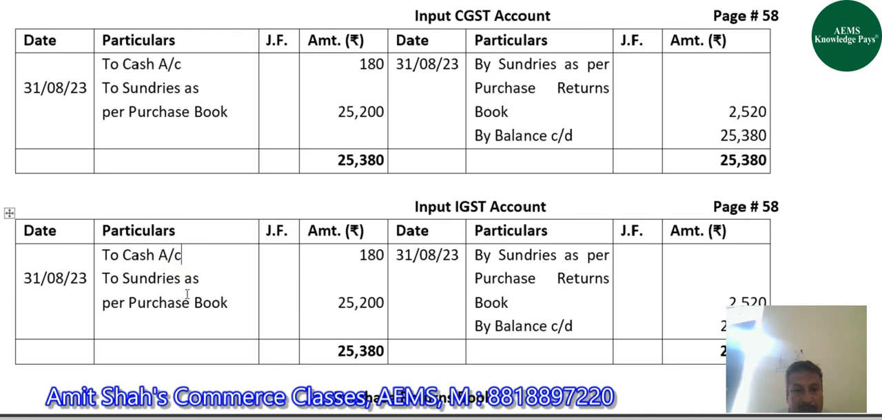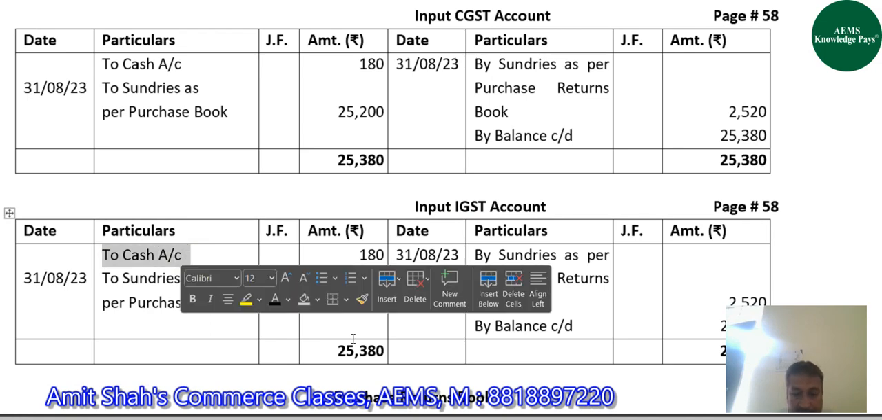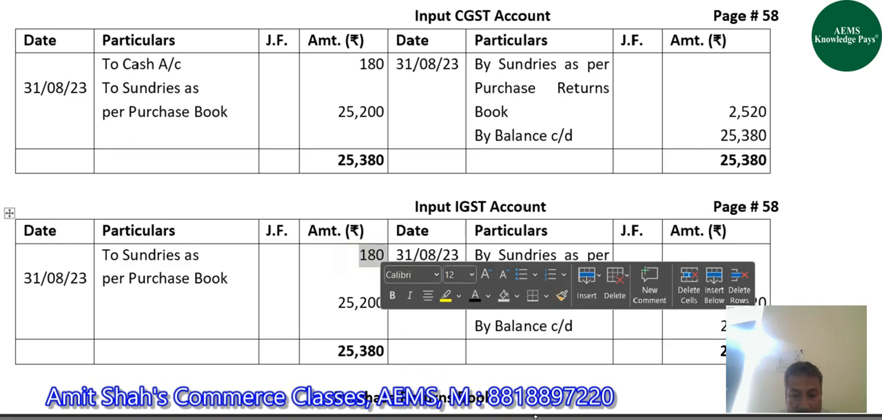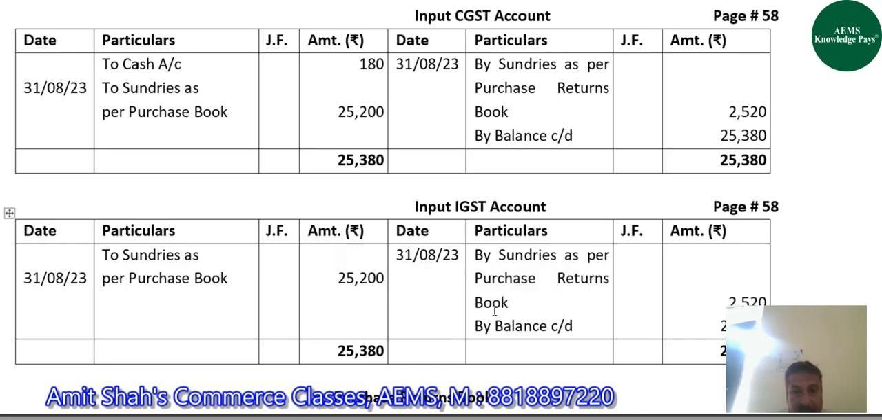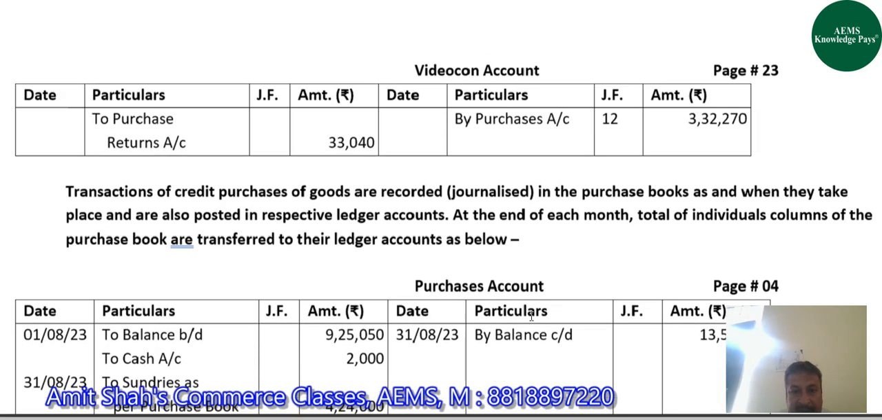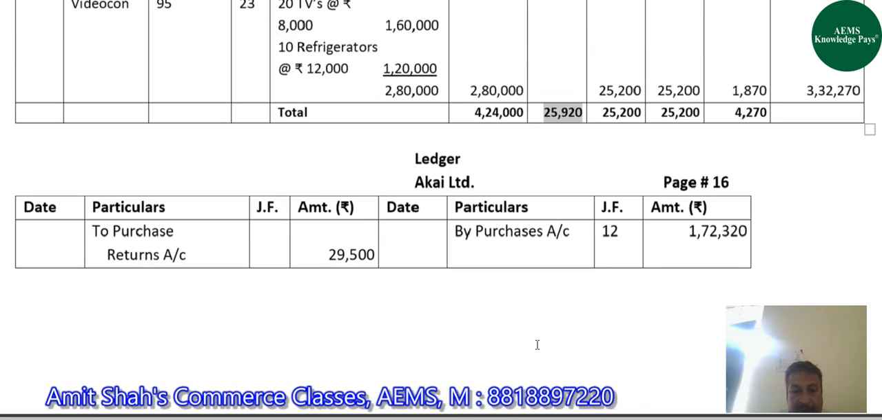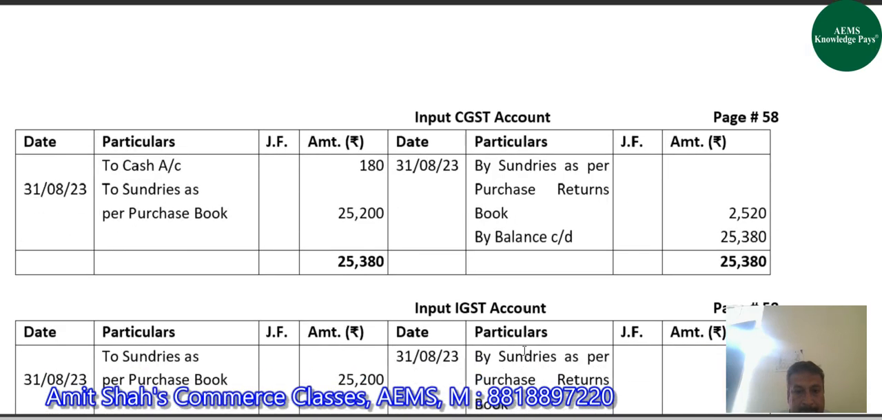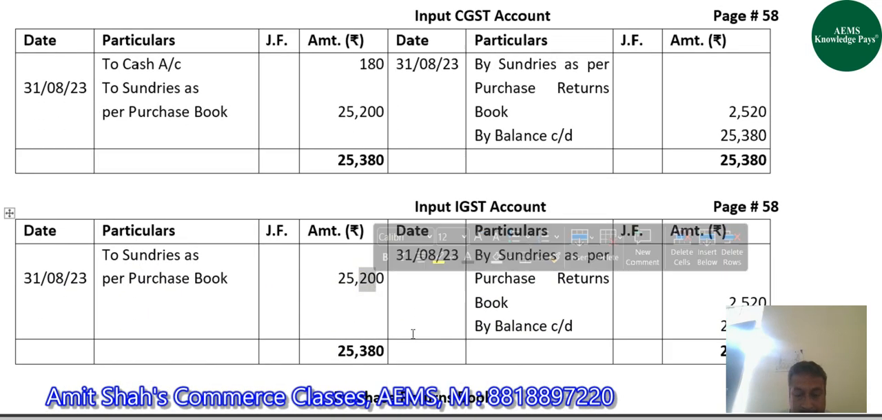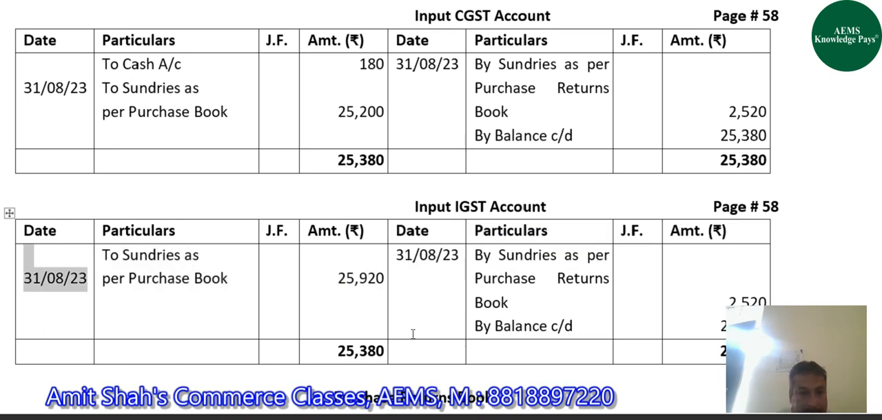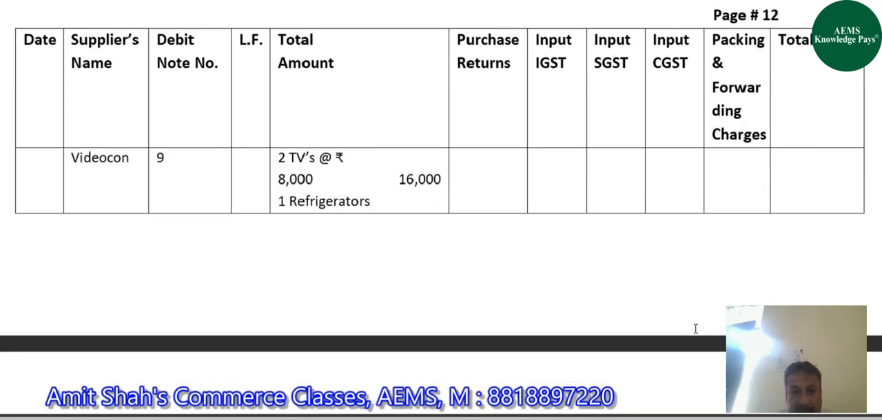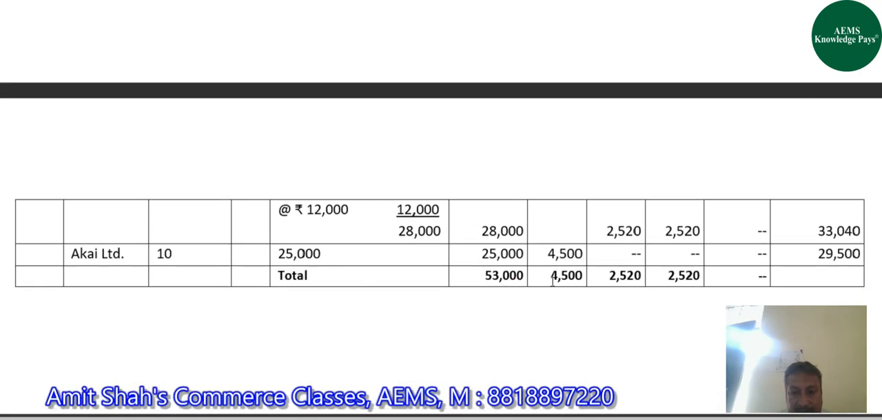Input IGST account will have the totals coming from the purchase book on the debit side, and that is 25,920 from the purchase book, and the amount coming from the purchase return book on the credit side, and that is 4,500.